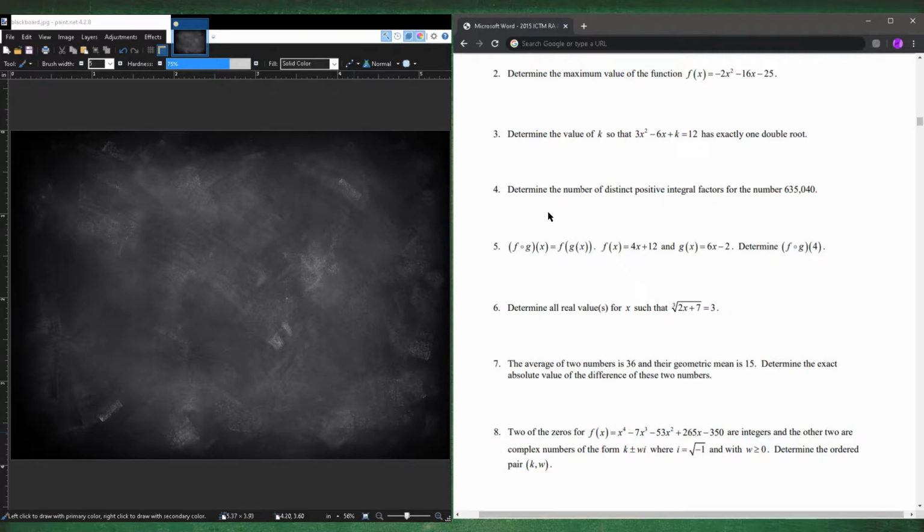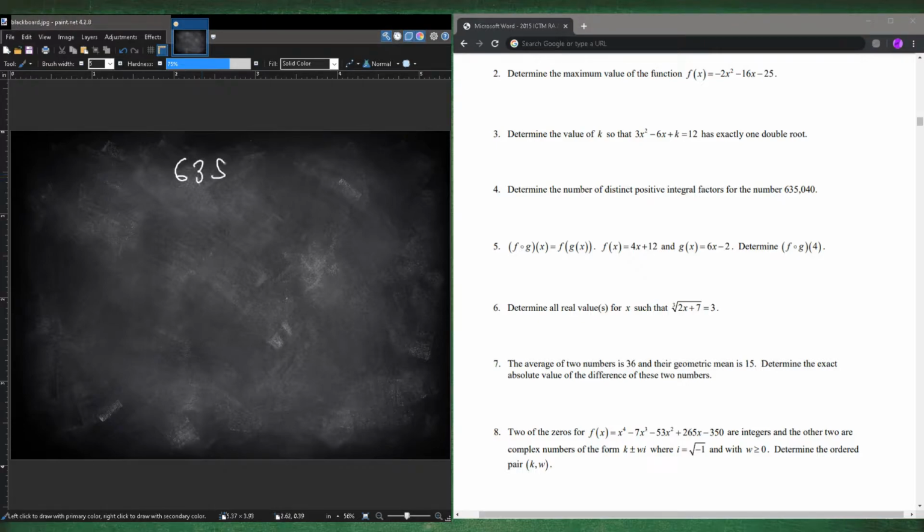Number 4, determine the number of distinct positive integral factors for the number 635,040. So when it says integral, it means it has to be an integer. So it has to be like 1, 2, 3, 4, etc., right? So what we have to do is factor this. So you use your calculator.